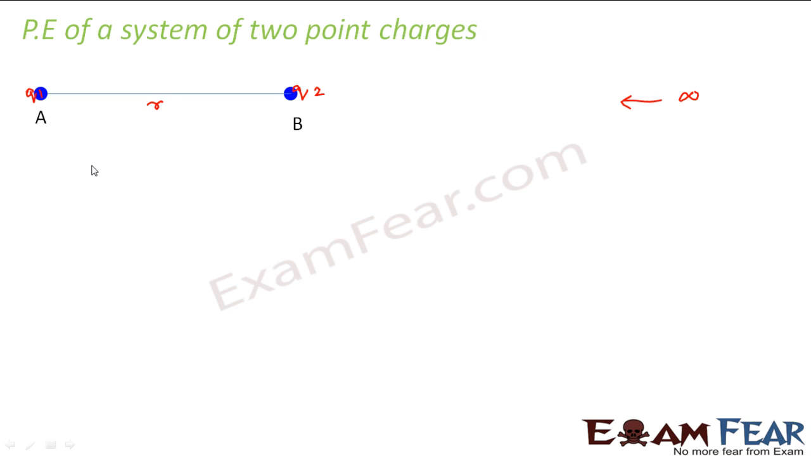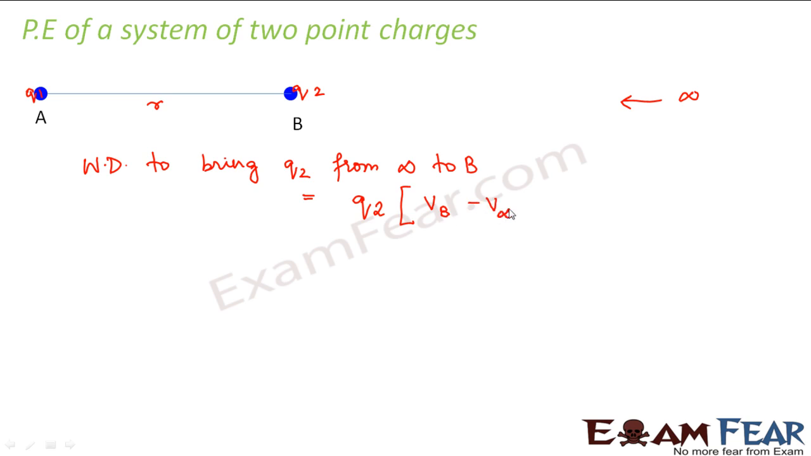In this case, if I want to find out the potential energy, I have to find out the work done. What I have to find out is the work done to bring the charge Q2 from infinity to point B. So what will that work done be? It will be the magnitude of the charge into the potential difference, that is the potential at B minus the potential at infinity. Now we know that the potential at infinity is 0. So this will be equal to Q2 into the potential at point B.